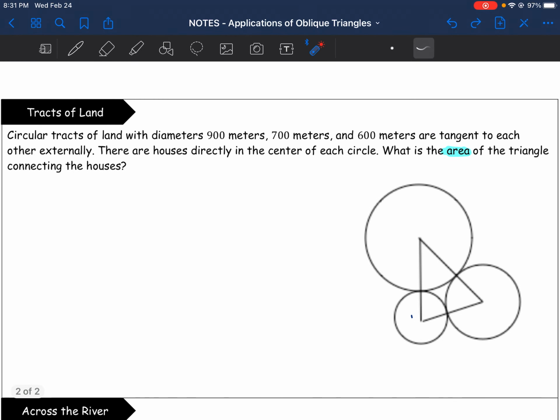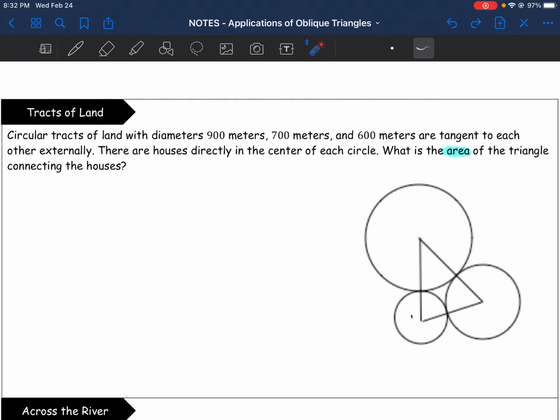All right, in our next example, circular tracts of land with diameters 900 meters, 700 meters, and 600 meters are tangent to each other externally. There are houses directly in the center of each circle. You can see those houses right here. What is the area of the triangle connecting the houses?